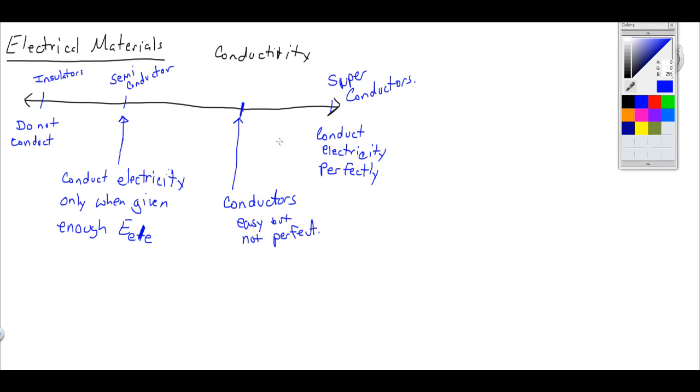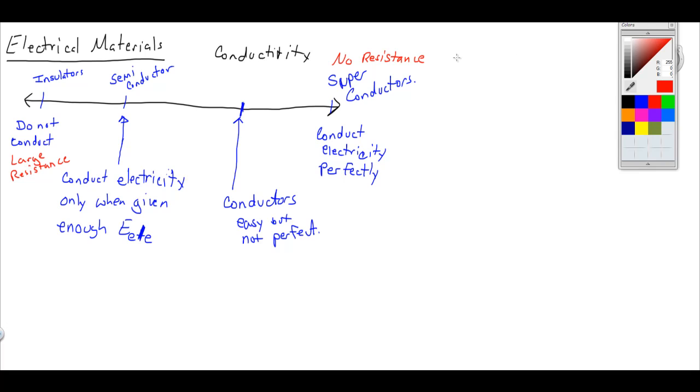Now let's talk about what these mean on this scale. On the superconductor side, there is no resistance, and on the insulator side, there is large resistance. So we have no resistance on the superconductor side and a very large resistance on the insulator side.